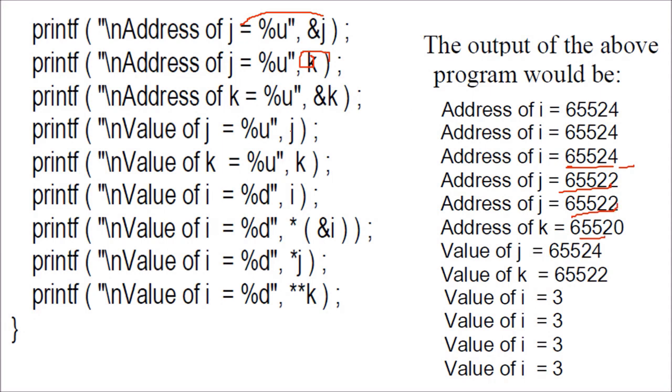And what is j? j will have 65524 because it contains the address of i. The value of k: k will be simply having the value 65522, that is the address of j. Then i is simply 3. Now the value at address of i will again be 3. The value at j, because j is 65524, the value is 3. The star of k, as I just suggested, will give you 3.